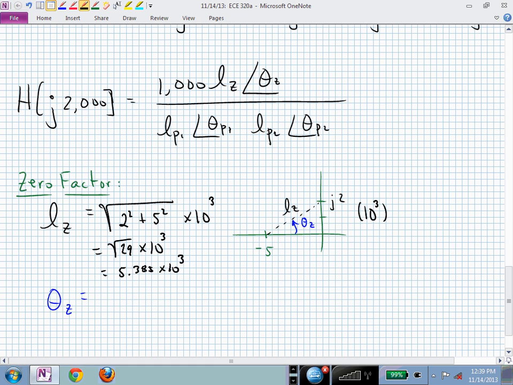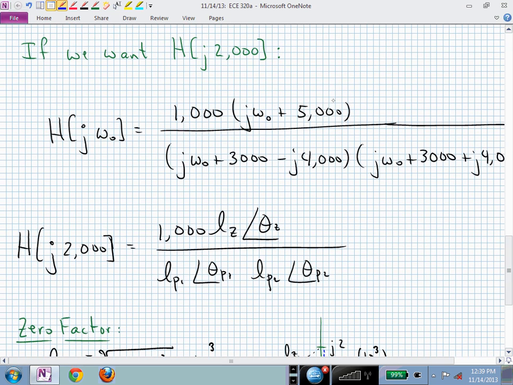You could say that you are now at this particular zero location. If you walk over 5,000 and then up j 2,000, that's exactly what that particular factor is giving you. Yes?